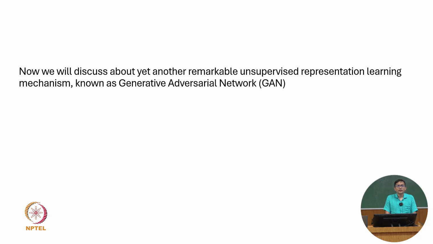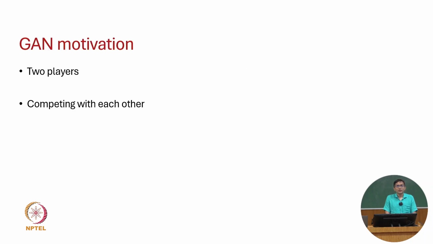To motivate generative adversarial network, we need to think about two players who are always in competition with each other. Thus, when competing, both of them keep on improving.